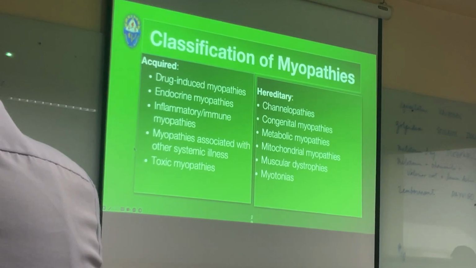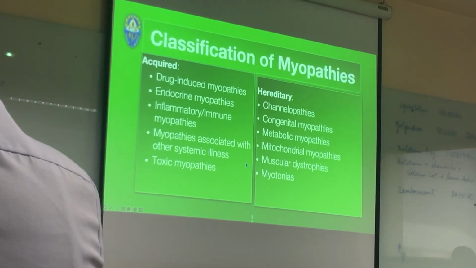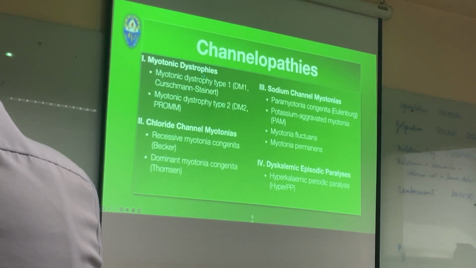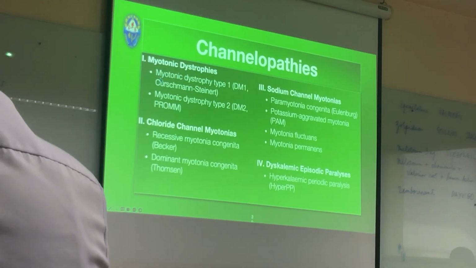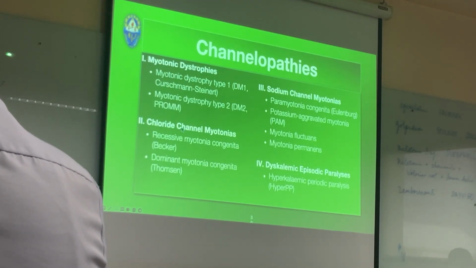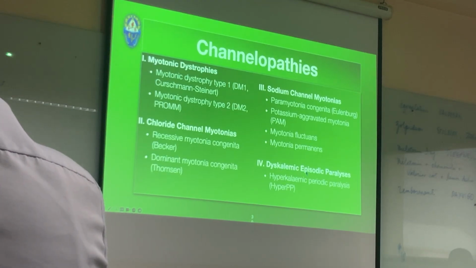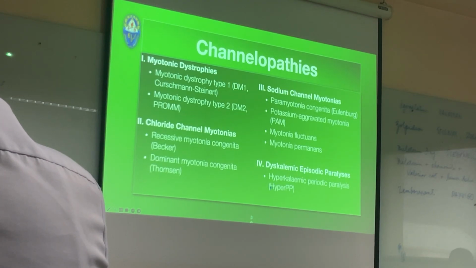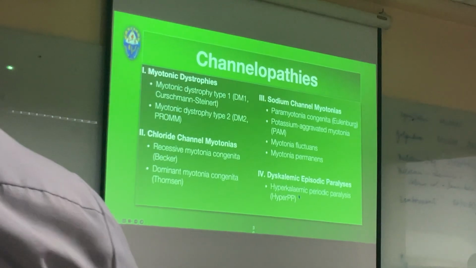So, we already know which are the acquired and which are the hereditary. Classification. What are the channelopathies? So, myotonic dystrophies, which are the chloride channel myotonias. Okay, these are these ones. Sodium channel myopathies. And you have dyskalemic episodic paralysis, hyperkalemic periodic paralysis. So these are the channelopathies.